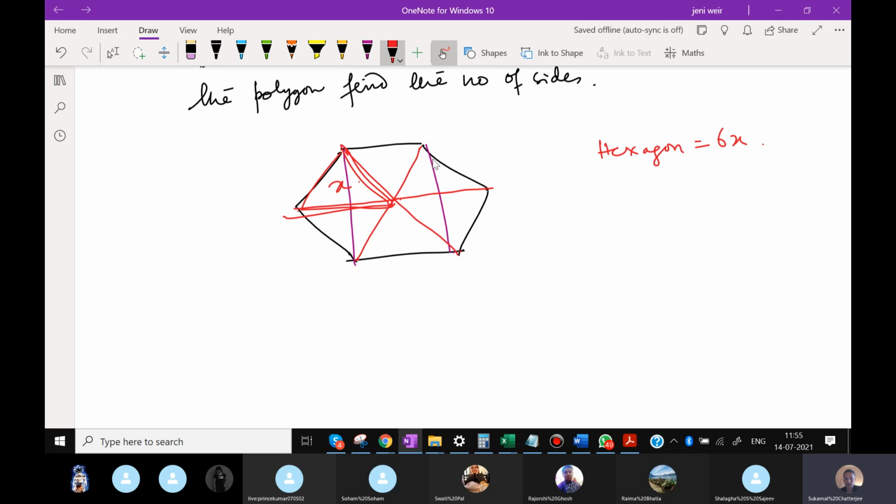Now, if I look at the rectangle formed by the perpendiculars between the opposite sides and the sides themselves, then this rectangle consists of 4 triangles, 1, 2, 3, and 4. Now, 1 and 2 will have the area of x.